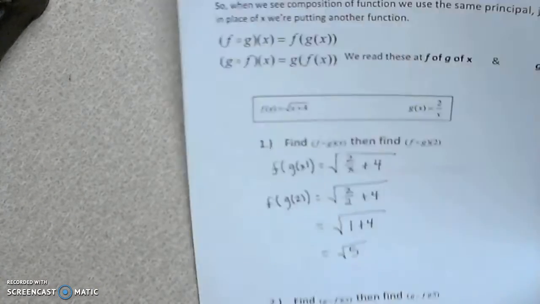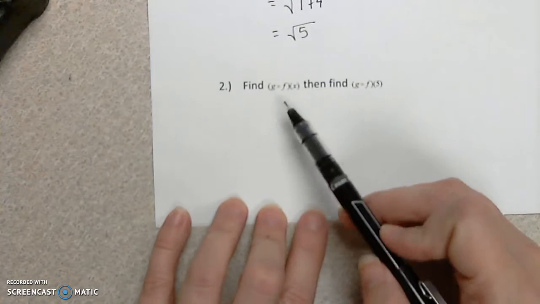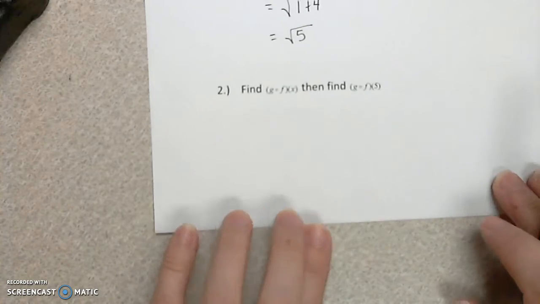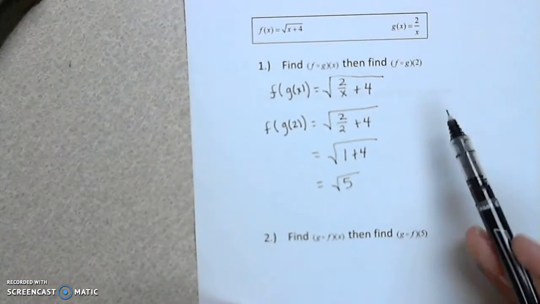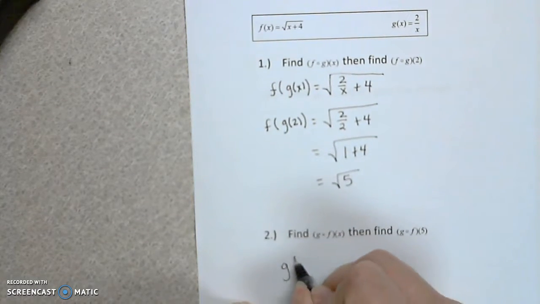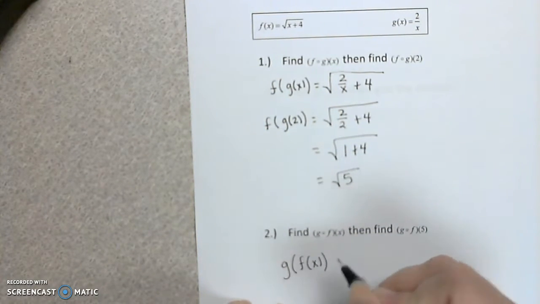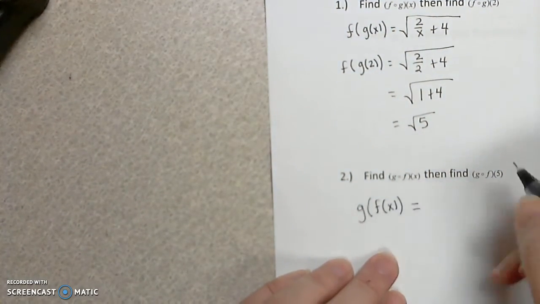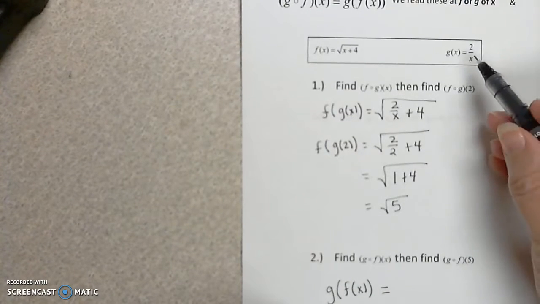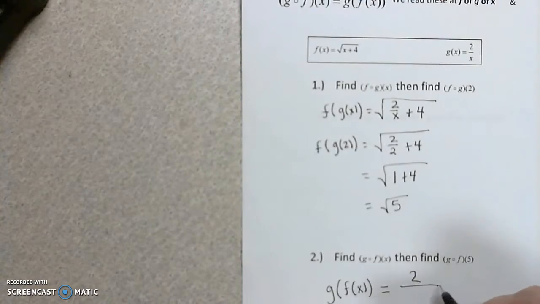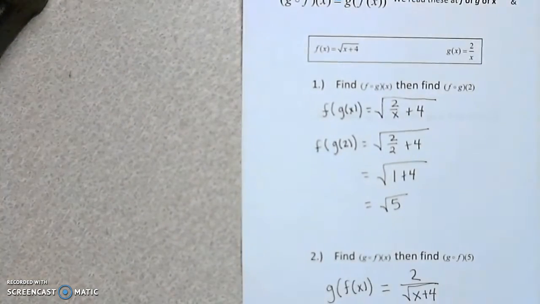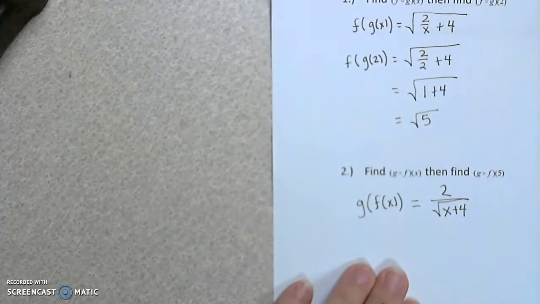Let's take a look at another. This time we're asked to find g of f of x, and then find g of f of x's value when x is a 5. So we're going to take the function g, and I'm going to write it like this, g of f of x. Remember, these two things mean the same thing. I'm going to take the function g, and it is 2 over x, but instead of writing the x, I'm going to write the function f, which is the square root of x plus 4. So that will be my new function.